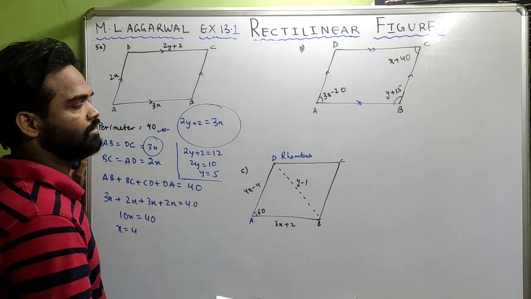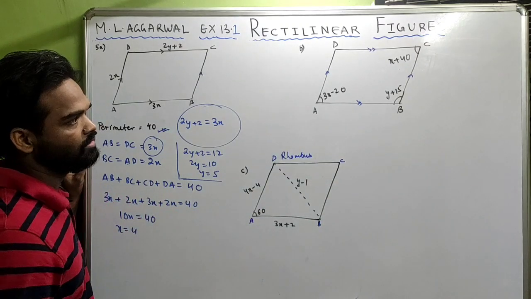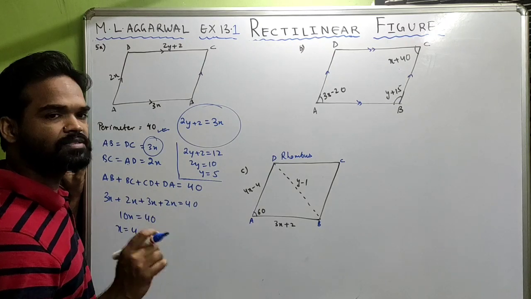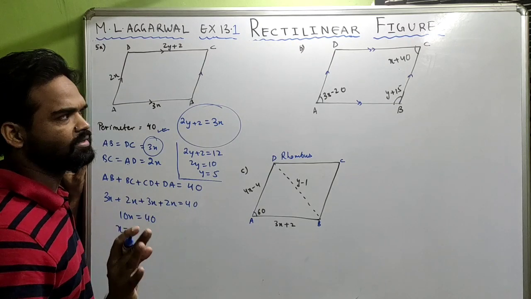Now let us look at sum number 5 part B. ABCD is a parallelogram. They've given angle A as 3x minus 20, B as y plus 15 degrees, and C as x plus 40. Find the value of x and y. Very easy.